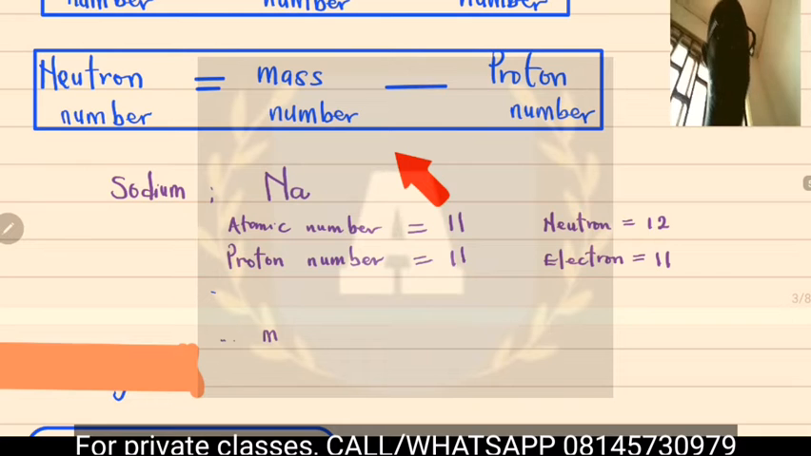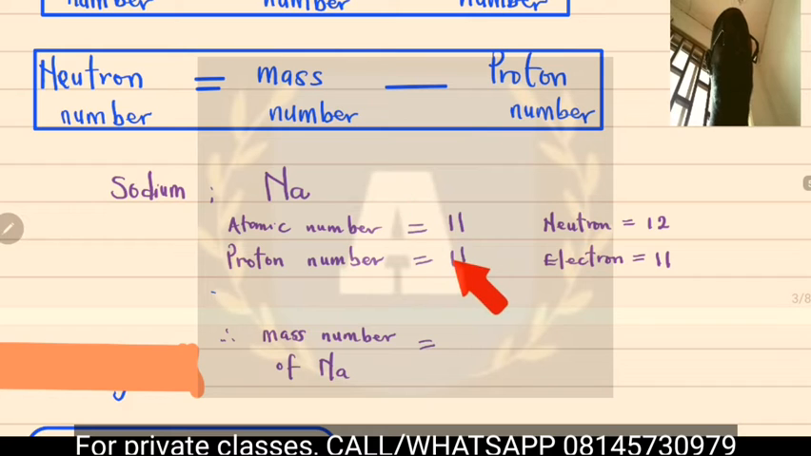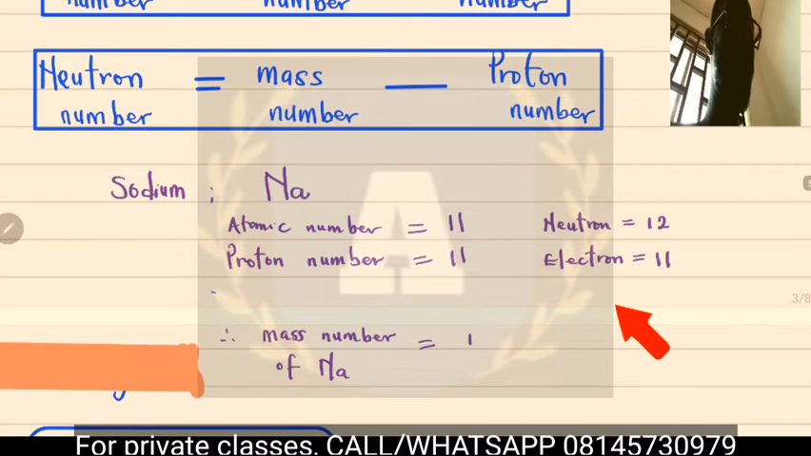Now, how do we get the mass number of sodium? Therefore, the mass number of sodium, Na, will be the sum of the proton number, which is 11, plus the neutron number, which is 12.